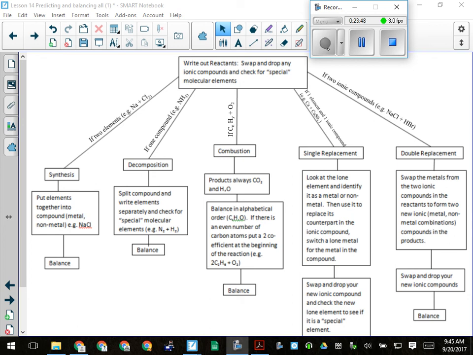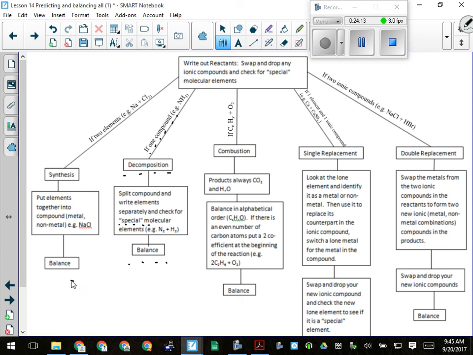It's a synthesis reaction. We put the elements together into a compound, metal and non-metal, like sodium chloride, and then balance the whole reaction. If our reactant is 1 compound, then it's a decomposition reaction. We split the compound and write the elements separately, and we check for special molecular elements, nitrogen, hydrogen, oxygen, whatever, and then we balance the reaction.